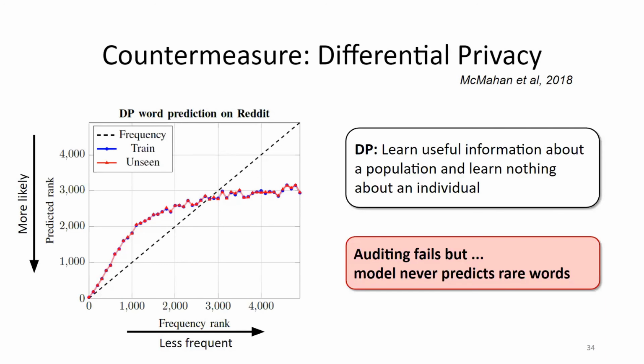But you can also see that the model never predicts real words. The predicted rank for the real words is all pretty low. And then it's very hard to argue what the actual utility of this model is.